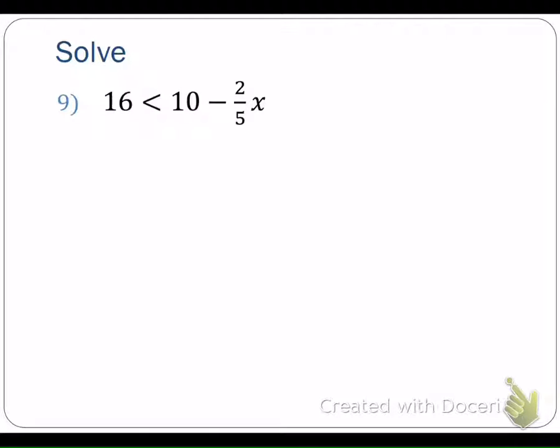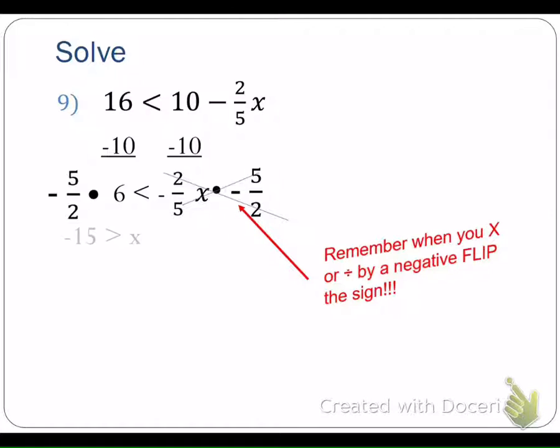Number 9, 16 is less than 10 minus 2/5 x. What should I do? I am going to subtract 10 from both sides, so I get 6 is less than negative 2/5 x. Now what? I'm going to multiply by the reciprocal, and what is the sign? It is negative. So now I'm going to rewrite the symbol as greater than.